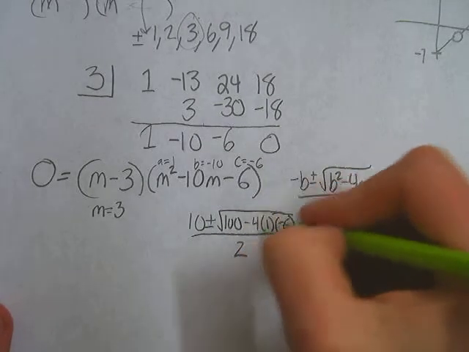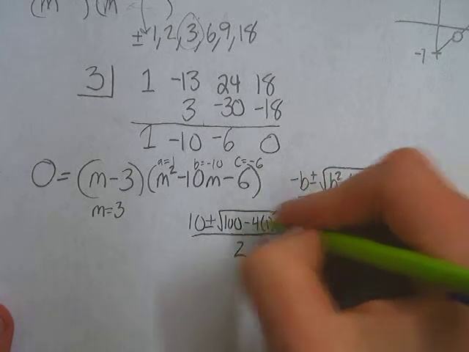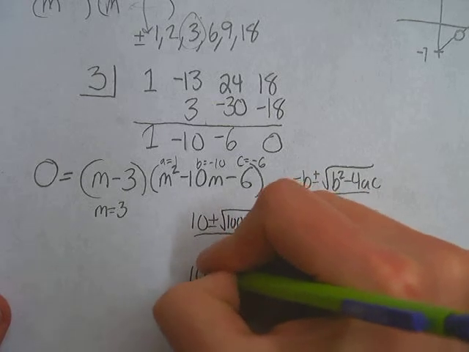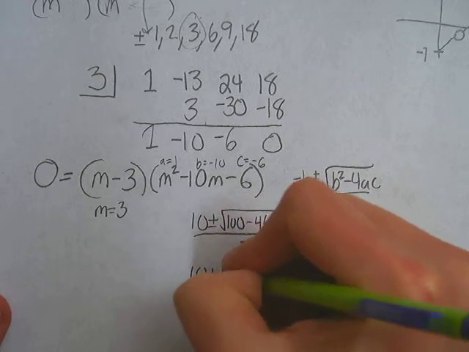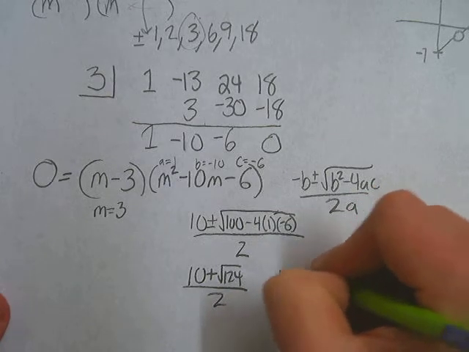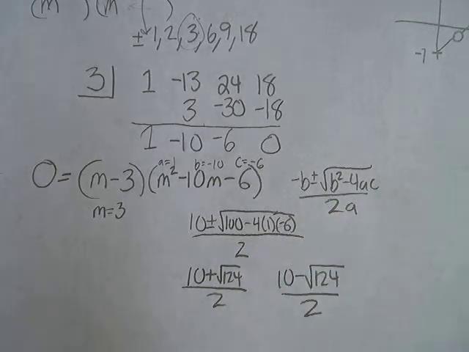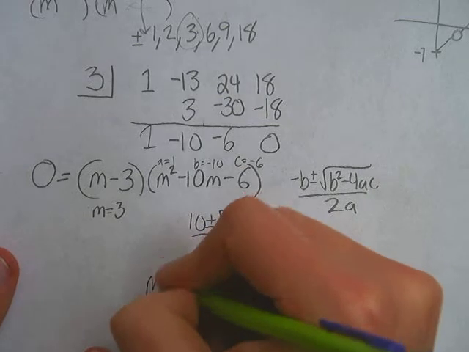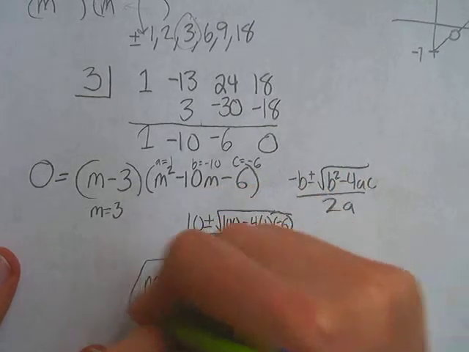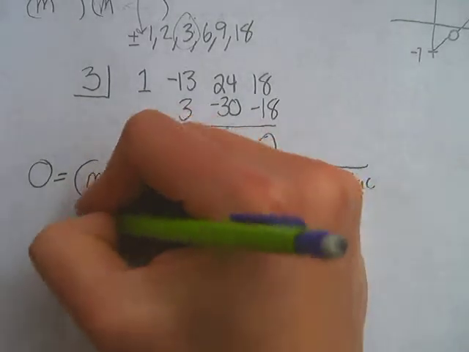So this is 100 plus 24, because the negatives cancel out and 6 times 4 is 24. So this is really just 10 plus the square root of 124 over 2, and 10 minus the square root of 124 over 2. And these are the other values of m that find us the zeros of this equation.